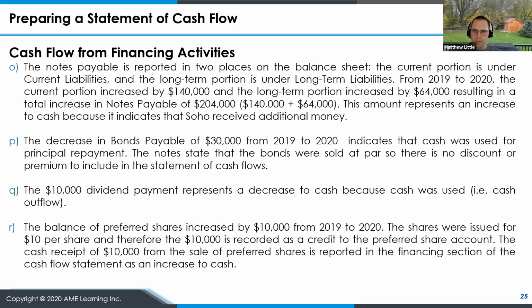Let's summarize up the items that will be in this section. We have notes payable, current plus long-term. You would present them as one item on your statement of cash flows. They increased by $204,000. Therefore, we borrowed more money, more cash available. Our bonds payable decreased by $30,000. That means we paid some back to our lenders. So that consumed cash. Dividend payment consumes cash. The preferred shares increased, so we issued more. Therefore, we collected money for issuing those preferred shares.